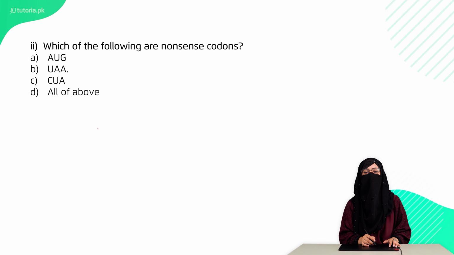Second: which of the following are nonsense codon? AUG, UAA, CUA, all of the above. The right option is option B, UAA.